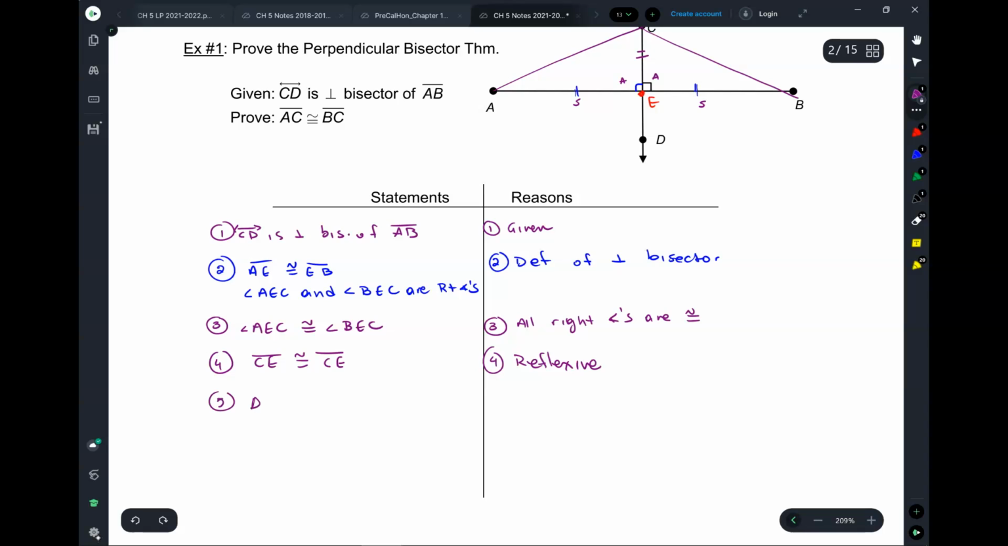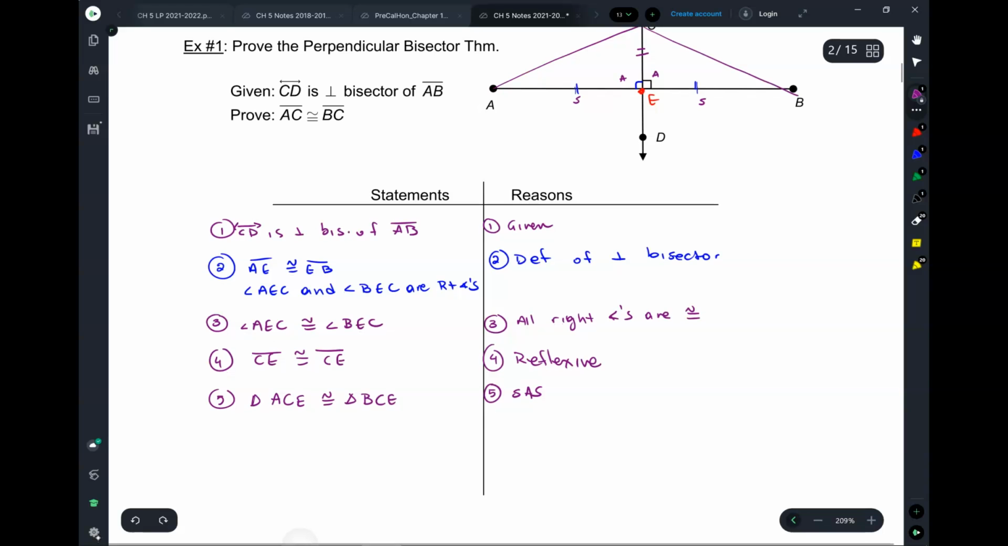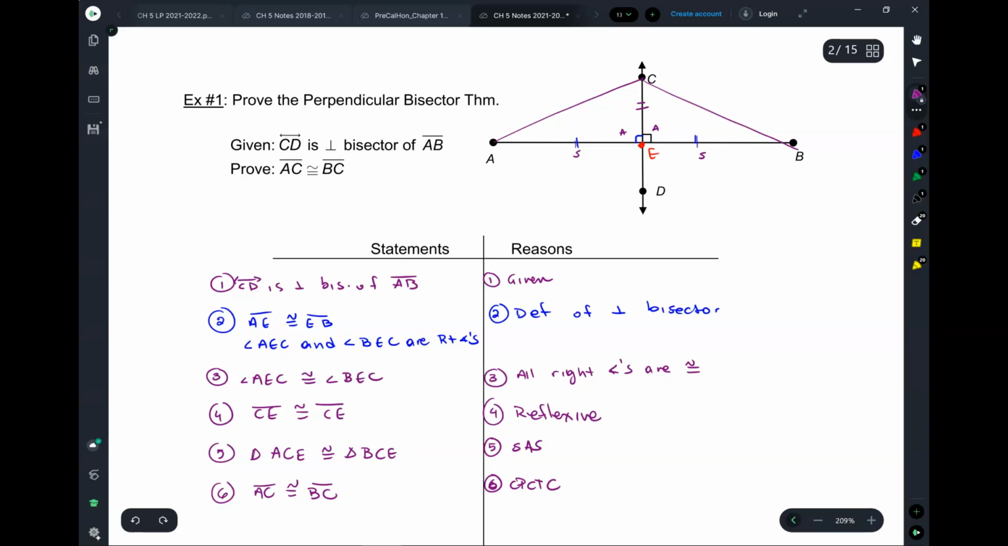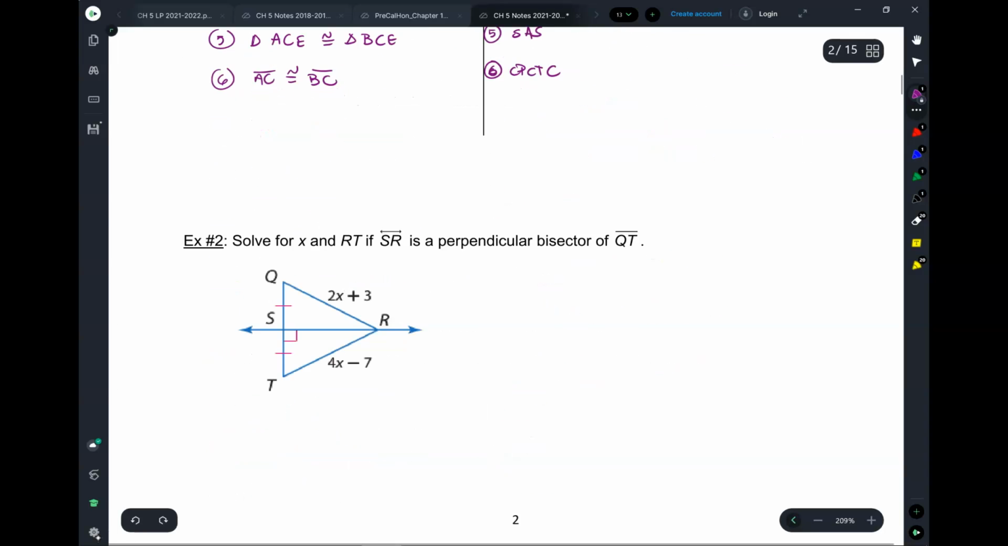And finally, triangle ACE is congruent to triangle BCE. Why? SAS. And then AC is congruent to BC, CPCTC. Right? So that's how we prove the perpendicular bisector theorem. Because look, if C was higher or lower, would anything have changed? No. Okay? All right. So let's apply it.